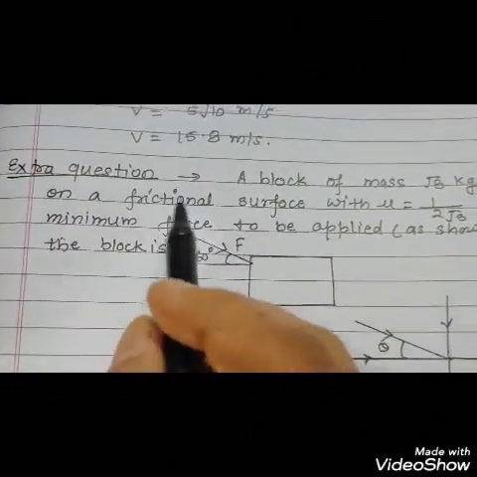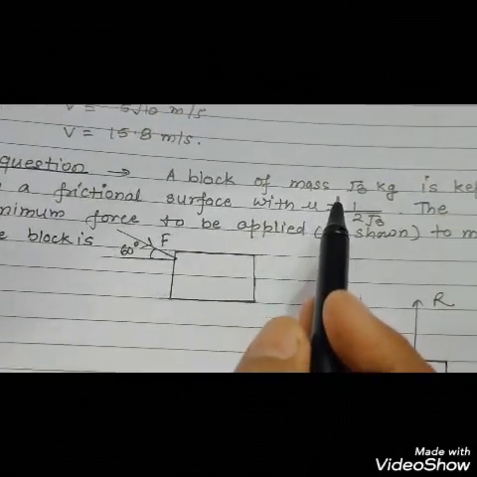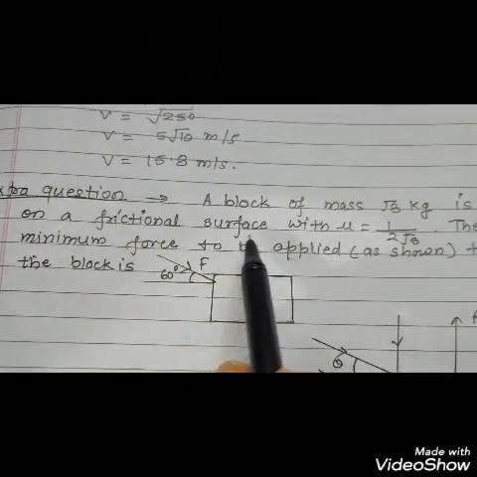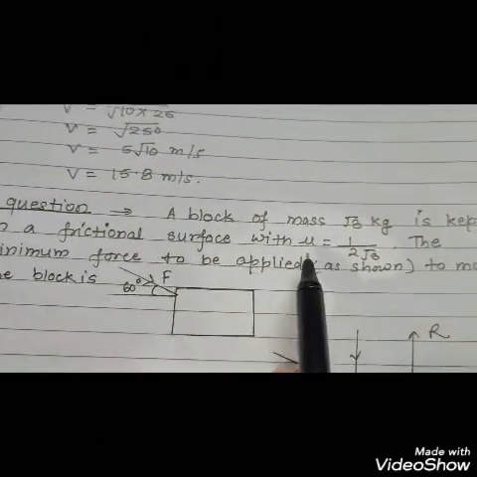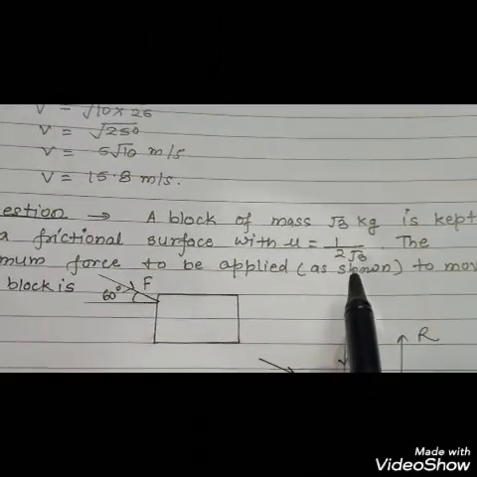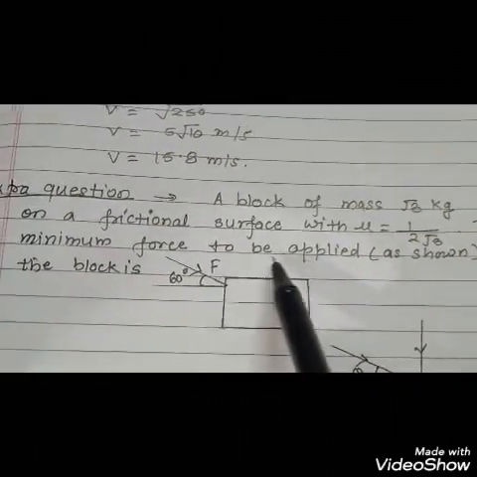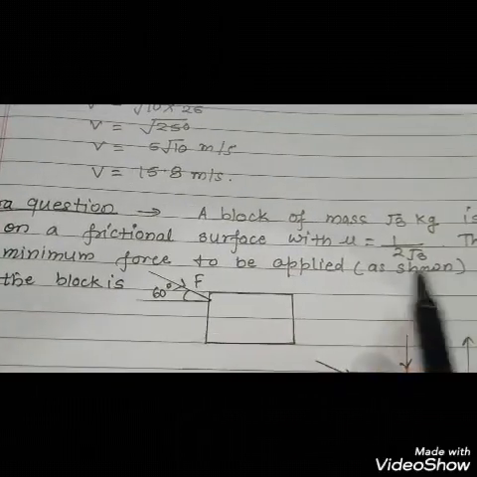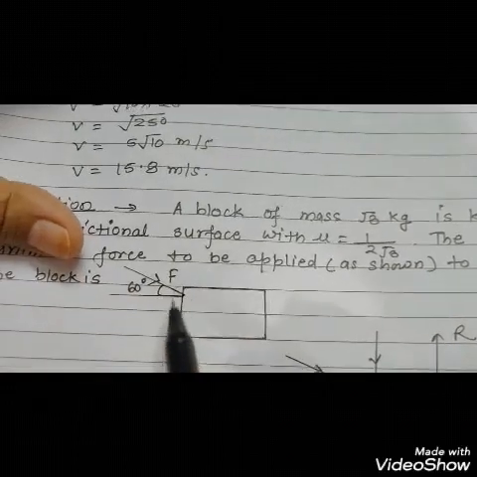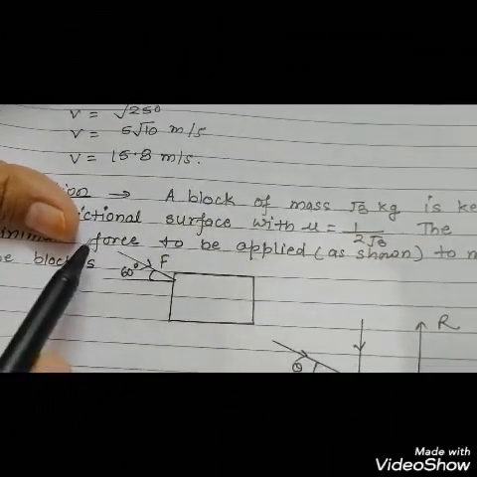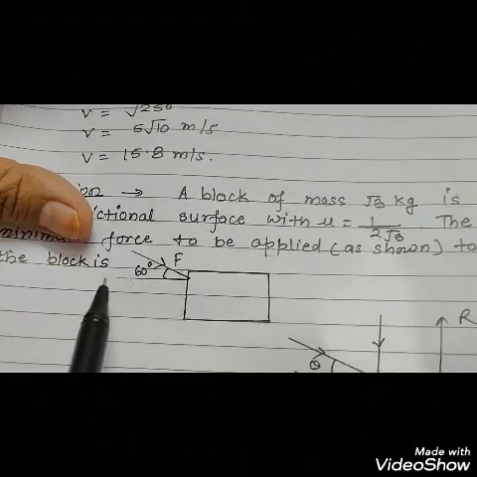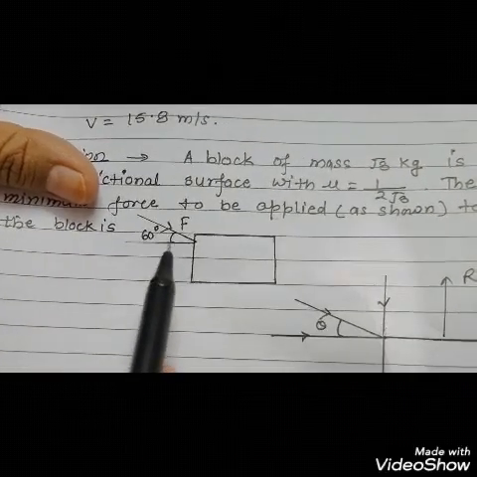Extra question. A block of mass root 3 kg is kept on a frictional surface with coefficient of friction mu equal to 1 upon 2 root 3. The minimum force to be applied as shown to move the block is, it is given here. This is a block and a force is applied in this way, making a 60-degree angle with the horizontal.